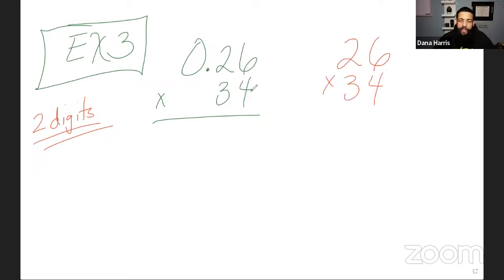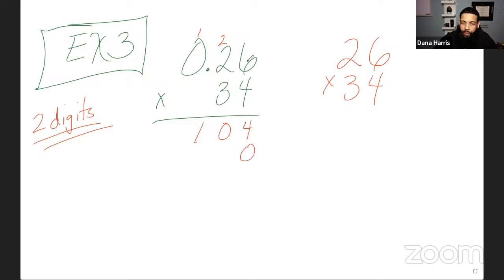I'm gonna stay on this side this time. So 4 times 6 is 24. I'll put my 4 here, put my 2 up there. 4 times 2 is 8 plus 2, which is 10. So I have 0, and I can put this 1 up there. 4 times 0, 0 plus 1 is 1, okay? Have to have that 0 placeholder.